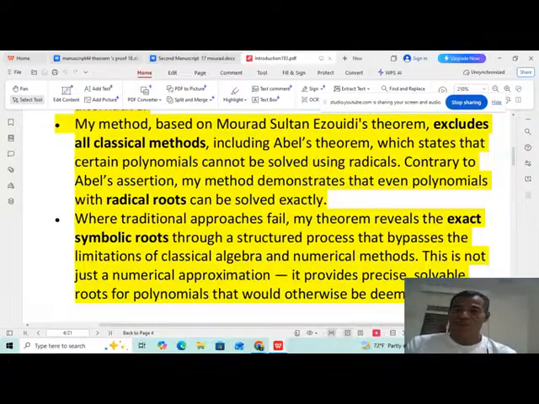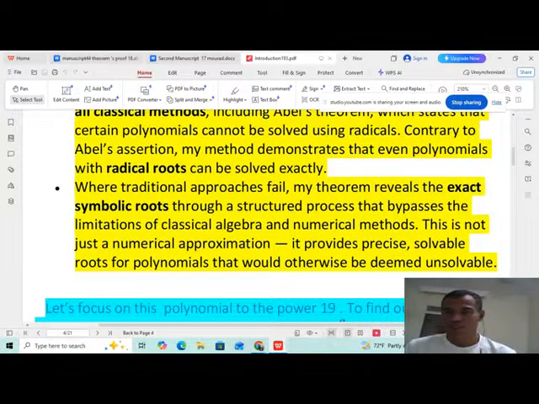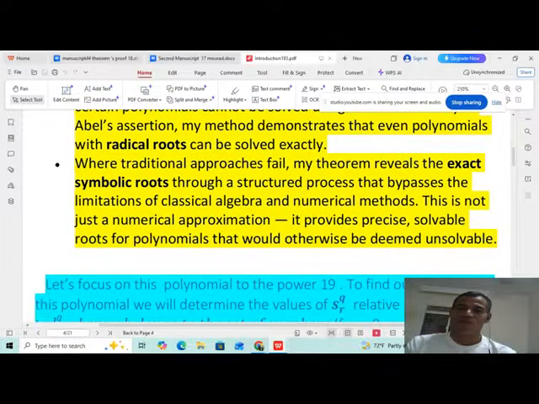Contrary to Abel's assertion, my method demonstrates that even polynomials with radical roots can be solved exactly where traditional approaches fail. My theorem reveals the exact symbolic roots through a structured process that bypasses the limitation of classical algebra and numerical methods. This is not, in fact, just a numerical approximation. It provides precise, solvable roots for problems that would otherwise be deemed unsolvable.